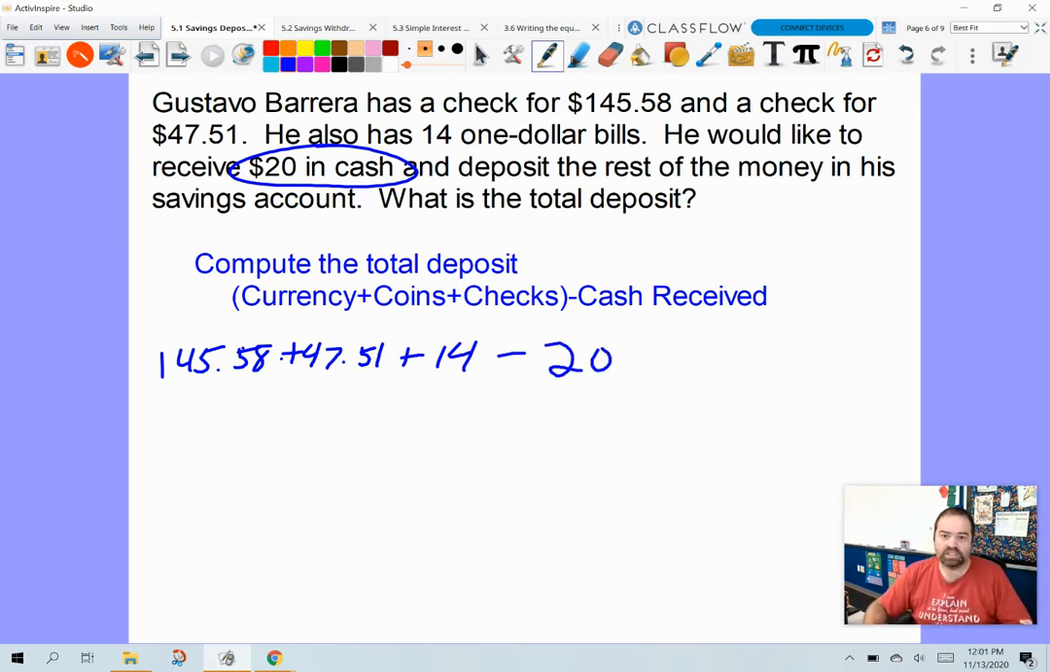Okay, so this is a calculator problem. Really, you're going to go through and add up your stuff. 145.58, the 47.51, the 14 ones, and then subtract off the $20. His grand total deposit is $187.09. Okay, just like in a checking account.